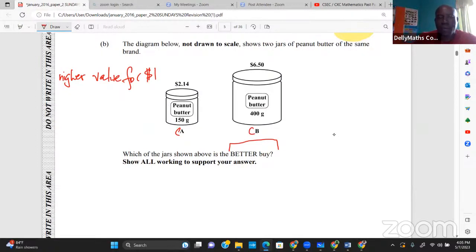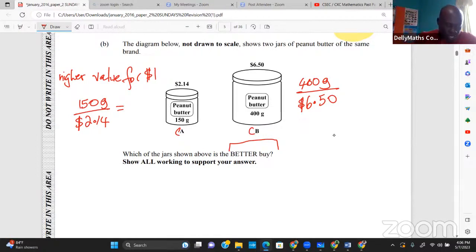We could check out A by saying 150 grams, you want to divide that by your $2.14. And situation B over here, it is 400 grams, you want to divide that by $6.50. So when you work these out, you're going to get the value for $1. So let us check out situation A. 150 divided by 2.14.